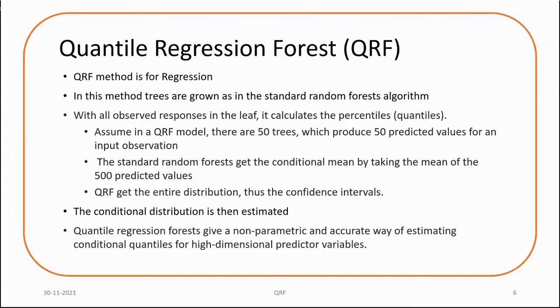Quantile regression forest is a non-parametric method, and it is a much more accurate way than using an OLS kind of method for regression forest. It can accommodate a very high number of predictor variables, which is very common nowadays while solving machine learning problems. We get a large number of input or predictor variables, and quantile regression forest handles that extremely well. That is why we prefer quantile regression forest over other techniques.